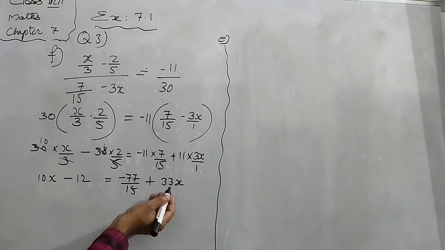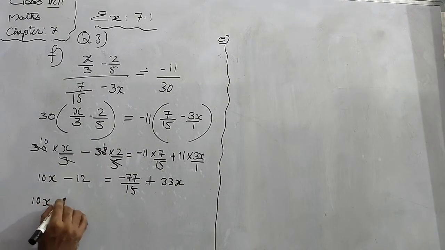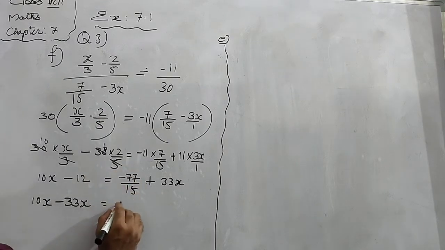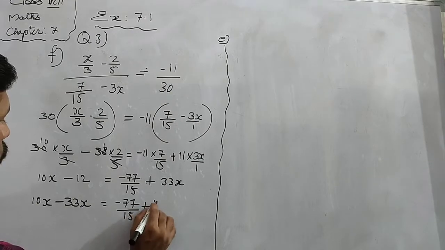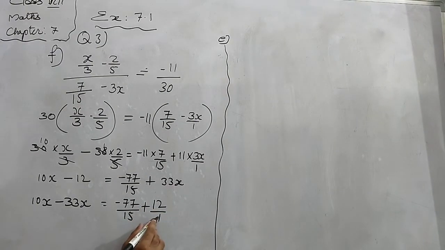So now we bring this x on one side, 10x minus 33x, and this 12 I bring to another side, then negative 77 upon 15 plus 12. 12 means 12 upon 1. So here students, we want to find out the LCM.